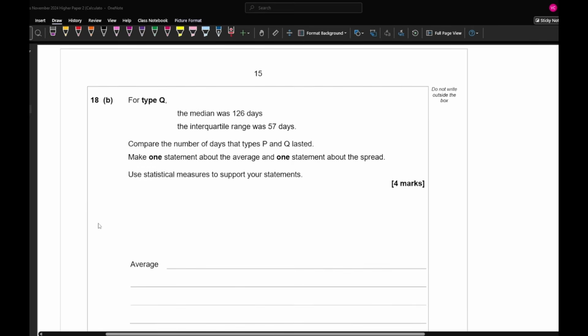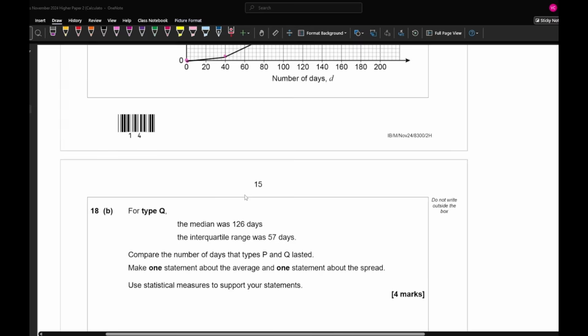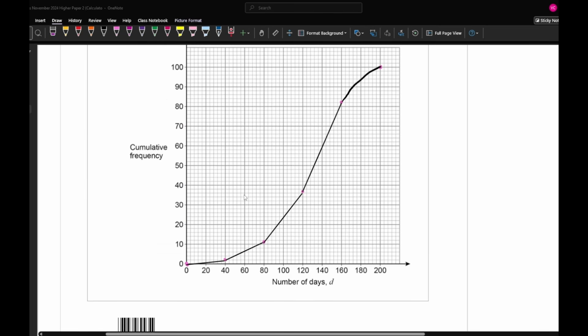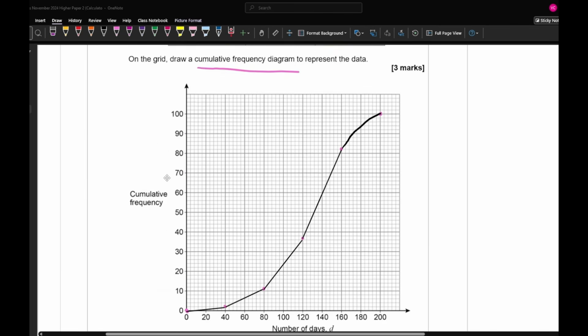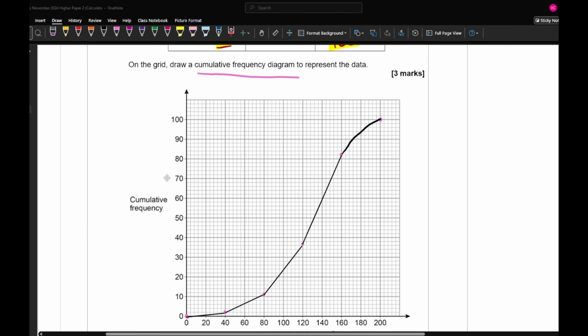Then for question 18b, it says for type Q, the median was 126 and the interquartile range was 57. Compare the number of days that types P and Q lasted. Make one statement about the average and one statement about the spread. Use statistical measures to support your statements. So I need to go back to my cumulative frequency diagram and work out the median and the interquartile range for the type P battery.